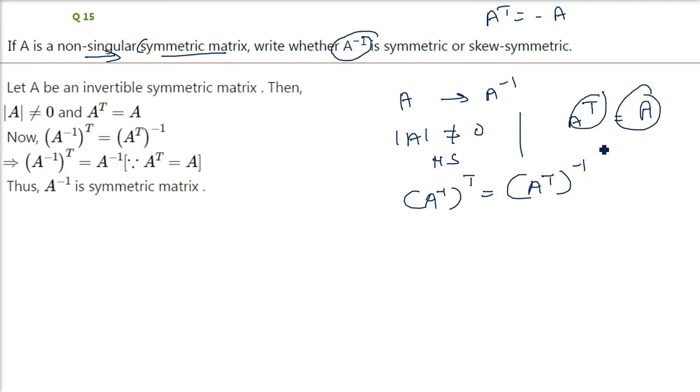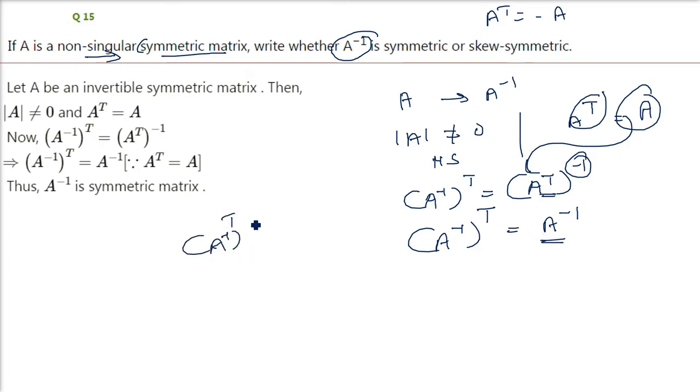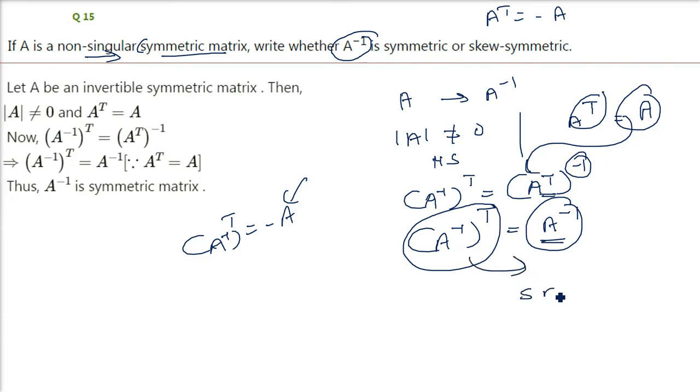A inverse transpose is A transpose inverse. So A transpose is A. So let us write A here. I am writing A transpose as A. So when you take the transpose of A inverse and you get in return A inverse only, that means this A inverse is nothing but symmetric. If it would have been skew symmetric, A inverse transpose would be equal to minus of A inverse. But since we get this in the equation, this is a symmetric matrix.